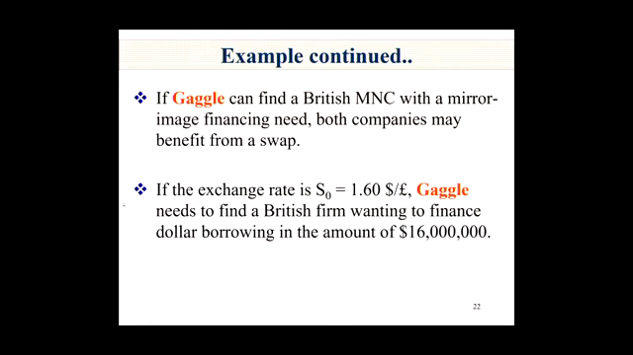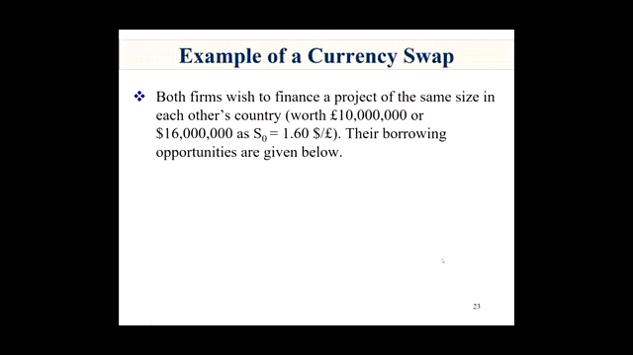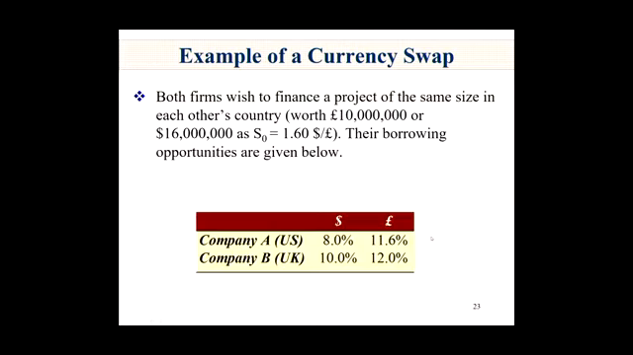We could enter into a swap transaction. Okay, let's assume the current exchange rate is $1 per pound. So what do they need? They need to find a British firm wanting to finance a dollar borrowing of $16 million. Okay, obviously we're keeping the maths nice and simple here, right? In the real world, it might not match as perfectly. Okay, so let's see. Both of them want to finance projects of the same size. What are their borrowing options?